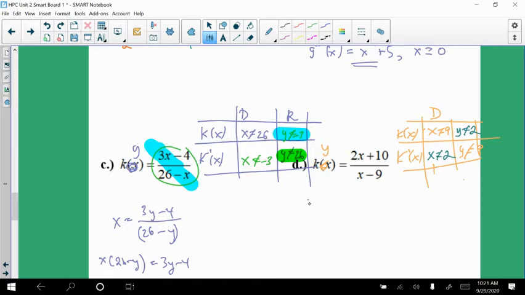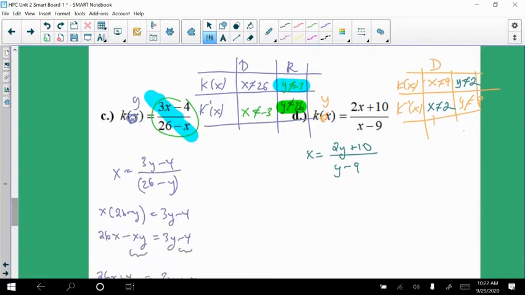So let's go ahead and switch our variables. x equals 2y plus 10 over y minus 9. And again, I'm sure you did problems like this in Algebra 2 last year. So it's just good as a reminder of what you did. Multiply it across. So x times the quantity y minus 9 equals 2y plus 10. And then we can distribute. So xy minus 9x equals 2y plus 10.